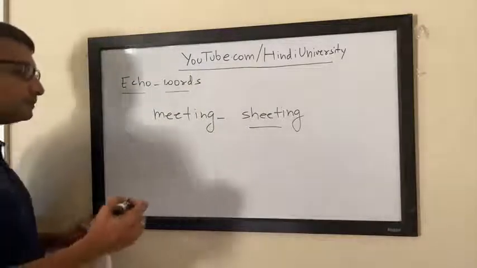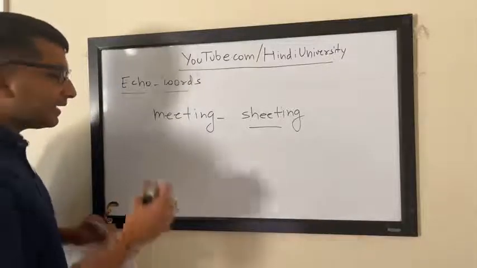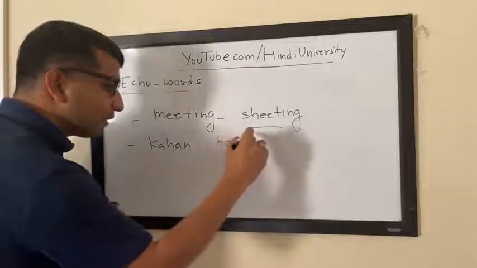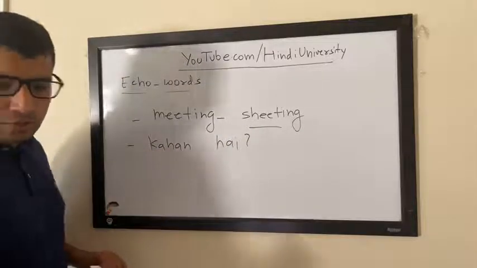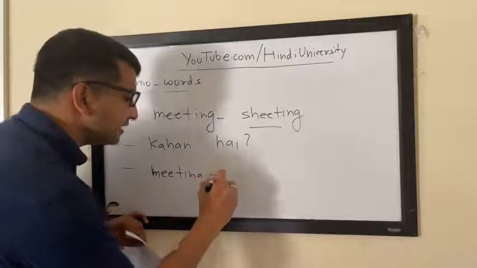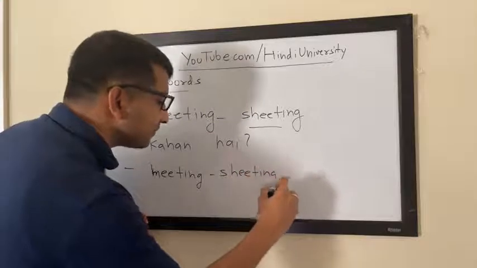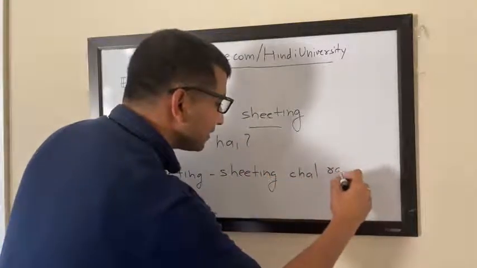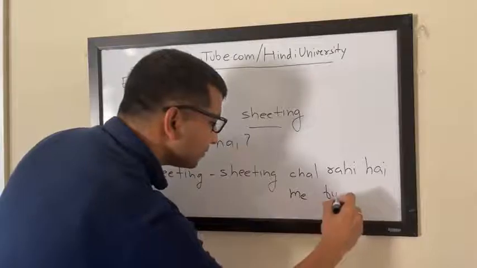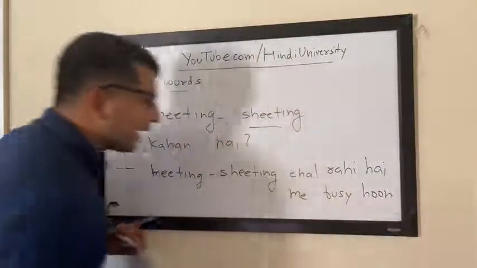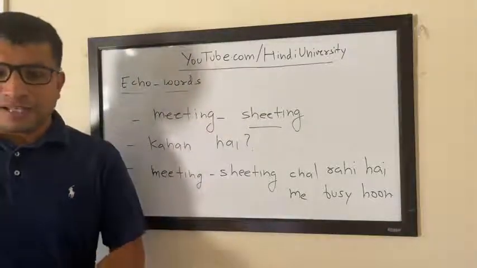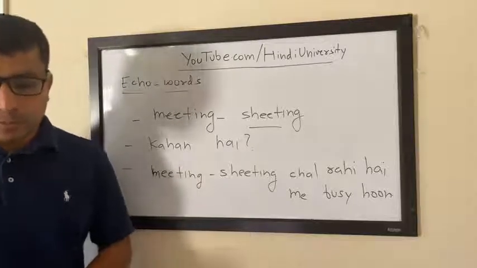So if you call your very best friend and say kahan hai, which means where are you, and you're not even using the pronoun because it's implied, tu kahan hai, because you are close to them. He or she could say मीटिंग शीटिंग चल रही है, that a meeting is going on. और मीटिंग शीटिंग में बिजी हूं, that I am busy in the meeting and things like that. It doesn't mean that he is really in a meeting, but basically he's busy with official or office related work.